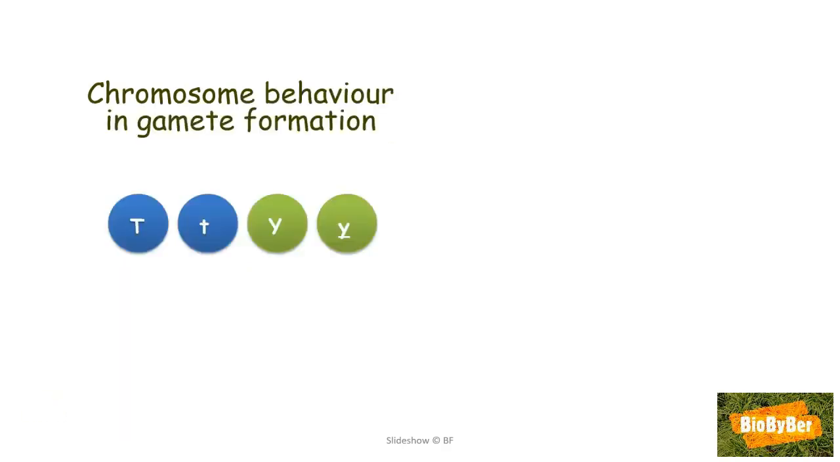Now, I find it easier to understand chromosome behavior in gamete formation if you imagine you have 4 sweets in your hand, 2 blue ones and 2 green ones. They happen to have letters written on them, rather like M&Ms.